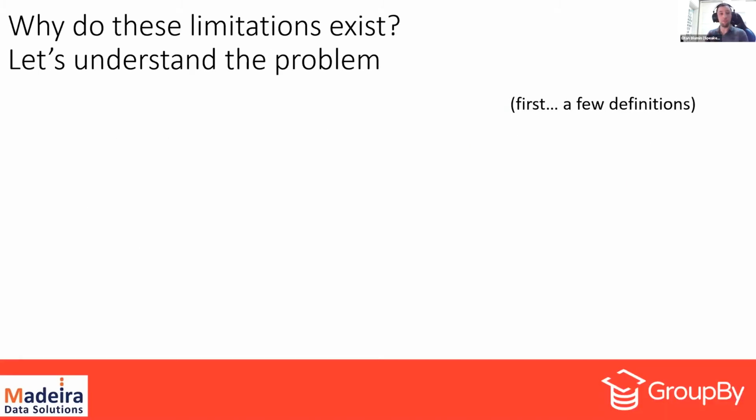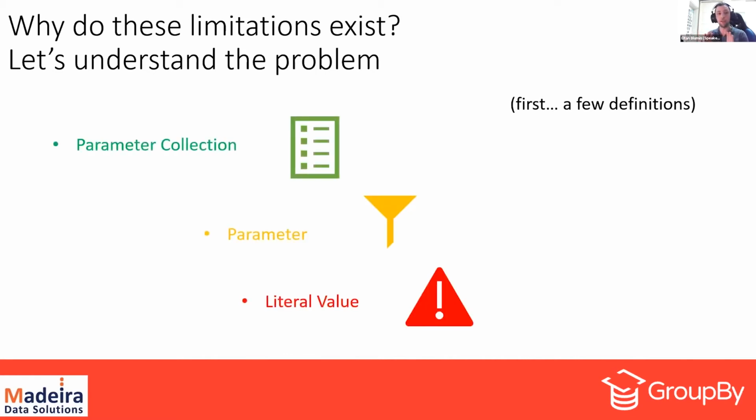So in order to resolve these limitations, we should first really understand the problem. Okay, so first let's set up a few definitions, basic terms that we will use throughout the presentation, so we can follow along. A literal value, which we'll mark in the color red, is the actual literal value that we receive from the end user. For example, the user filters for first name John. John is the literal value.